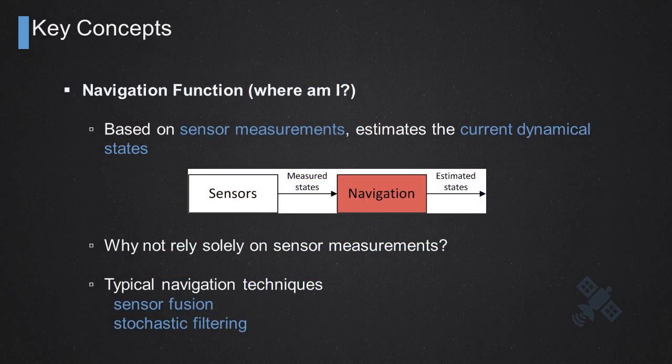But also because you may not have all the required sensors that will measure all the dynamical states on board the spacecraft, you may need to reconstruct some of the states that are not measured with the hardware. So that's why you need a navigation function on board. So typical navigation techniques that will smooth out the noise as well as reconstructing the missing information coming out from the sensors include sensor fusion, which is very useful in robotic applications namely, and stochastic filtering techniques such as Kalman filters, extended Kalman filters, and unscented Kalman filters.